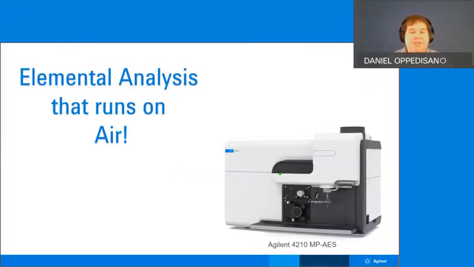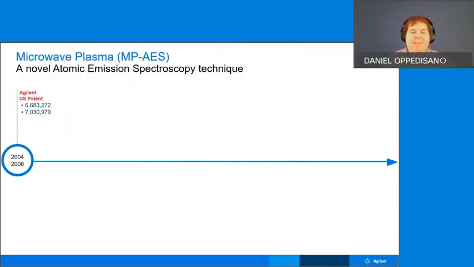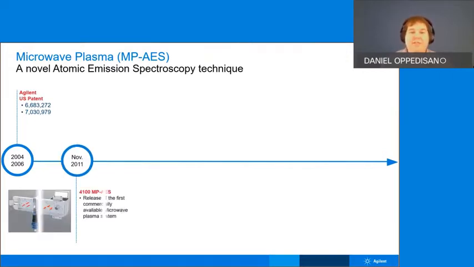Firstly, I would like to introduce to you the Agilent 4210 MPAES, elemental analysis that runs on air. It's simple, proven, and efficient. Microwave plasma atomic emission spectroscopy is a novel atomic emission spectroscopy technique. The MPAES journey starts back in 2004 and 2006 with our first patents being released. In November of 2011, Agilent released the first commercially available microwave plasma system, the 4100 MPAES.